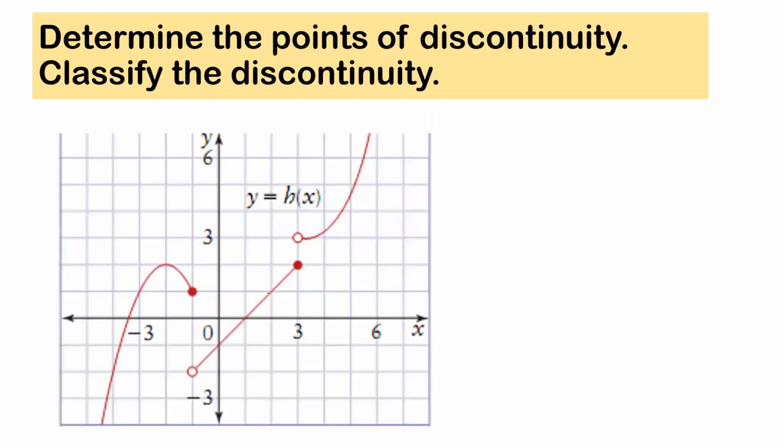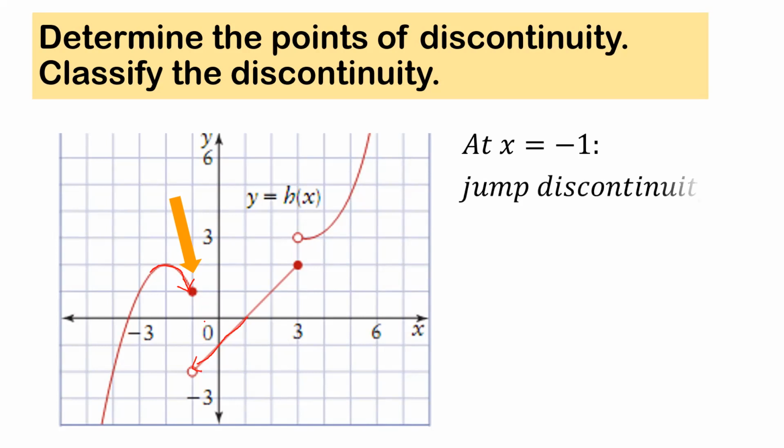Okay, what about this example? What are the points of discontinuity first? We have this one, the associated x is negative 1. So at x equals negative 1, this is the behavior of the graph: going towards negative 1 from the left, it's leading towards that solid point. But from the right, it's leading towards that hollow point. So the limits from both sides are different. So, jump discontinuity.